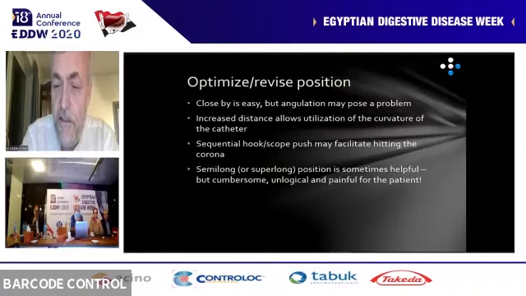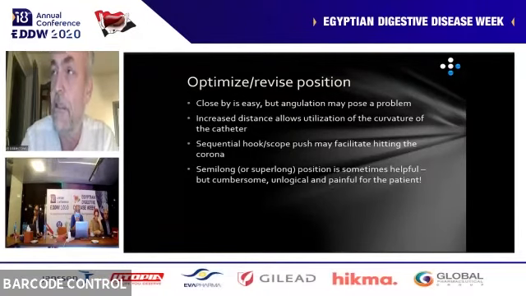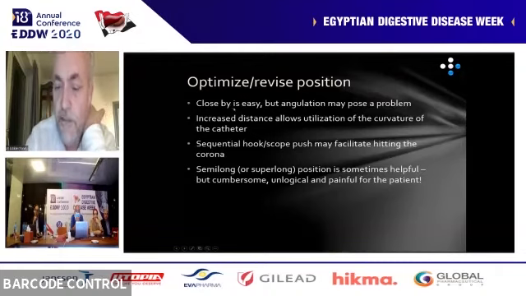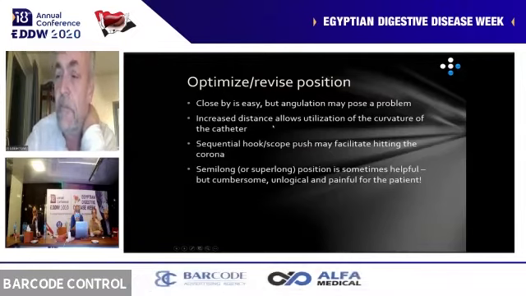Position is important, because the better your position towards the papilla, the more navigational accuracy you have, and the more likely you are to succeed in your cannulation. So if you're really close, that's usually where you have the most accuracy, but that also gives you less angulation in terms of getting into the plane of the bile duct. If you increase your distance, your accuracy goes down, but it does allow utilization of the curvature of your catheter.